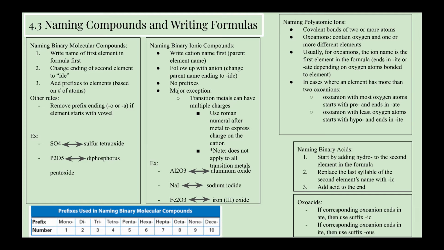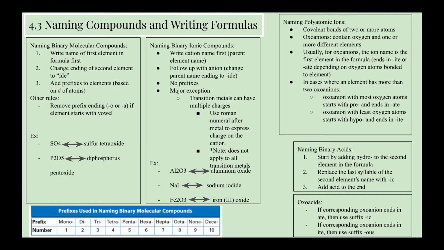Let's go ahead and move on to some examples. Let's say we have SO4 and we're trying to derive the compound name. The first element is sulfur, so we write that down. The second element is oxygen, and it has 4 atoms, which means it has to have the prefix tetra. We change the ending to "-ide" since it's the second element name in our compound name. And that gives us sulfur tetraoxide.